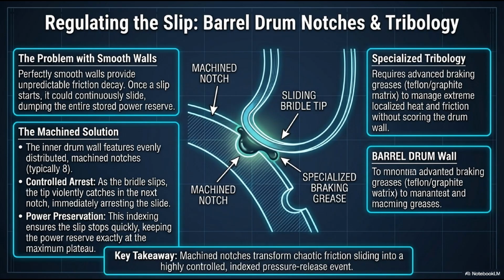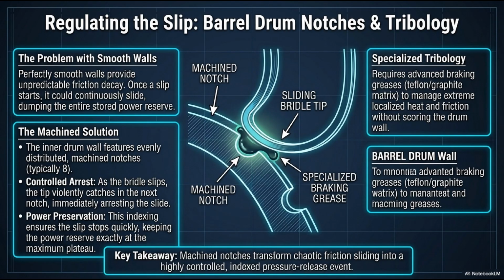Even with the correct length, we must control exactly how the bridle slips. This involves regulating the slip, barrel drum notches, and tribology. The problem with smooth walls: if the inside of the barrel drum is perfectly, flawlessly smooth, it provides unpredictable friction decay. Once static friction is broken and a slip starts, dynamic friction is much lower. The bridle could just continue to slide uncontrollably around and around, dumping the entire stored power reserve in seconds.